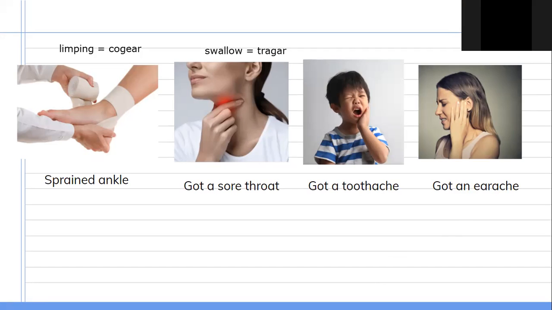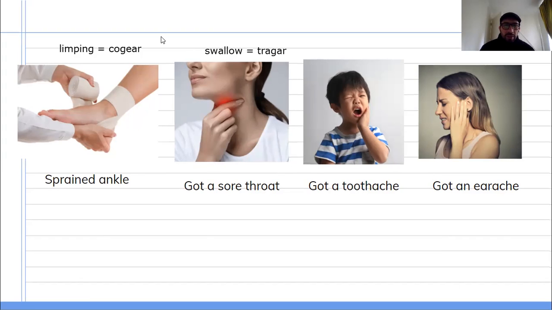Dolor en el oído. Have you ever suffered from earache? No, I don't remember. You don't remember. Usually little kids sometimes suffer from earaches. Adults, not really. It needs to be a very strong sound, very strong volume. All right, we're going to stop here with this vocabulary.